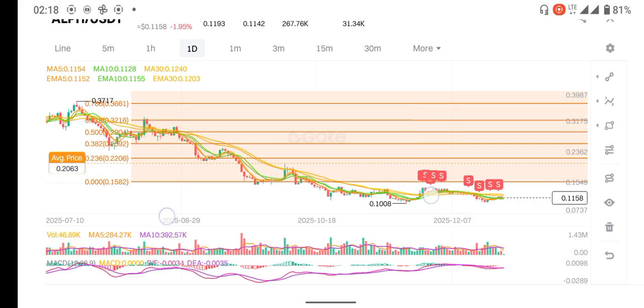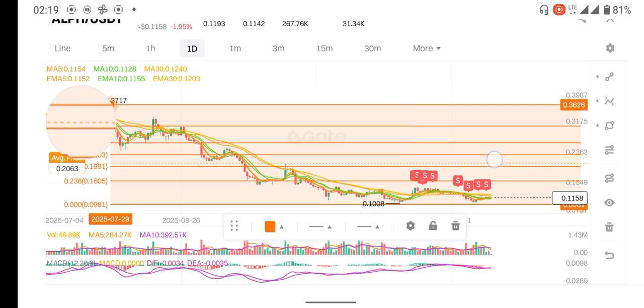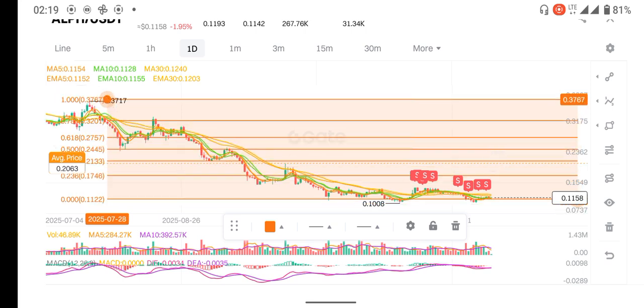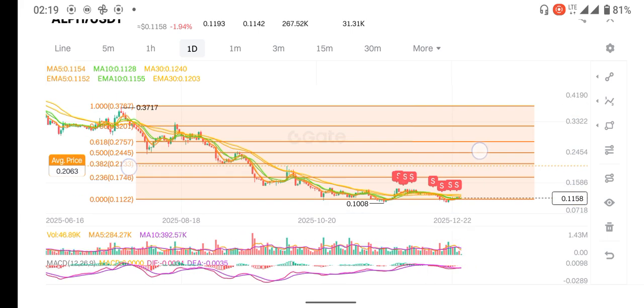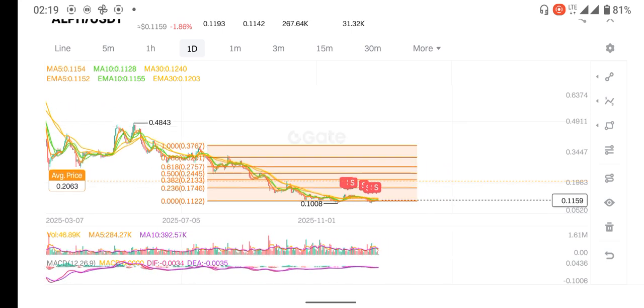Okay, sorry about that. At 61.8%, we're expecting the price to reverse to around 0.2757, which is very, very good. And at 78%, we're expecting the price to reverse to 0.32. At 100%, we're expecting the price to reverse to 0.3767, which would be a breakthrough. Okay, these are strong zones that we need to take advantage of.